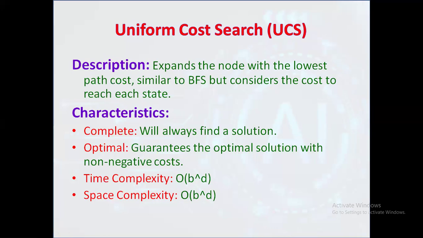And coming to the characteristics, UCS is complete, meaning it will always find a solution if one exists, and it is optimal when the path costs are non-negative. Yes, it guarantees the optimal solution. UCS is particularly useful when the cost of actions varies, such as in route planning where distance or travel times differ. However, like BFS, breadth first search, UCS has high space complexity because it stores all nodes at a given depth level, making it less efficient for larger problem spaces.